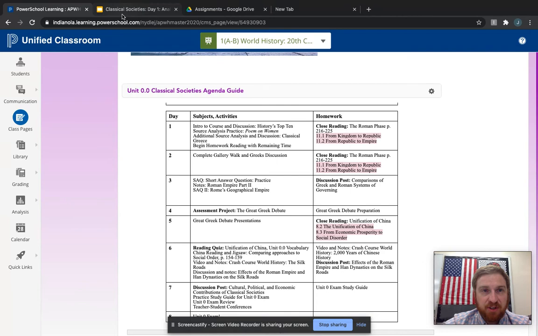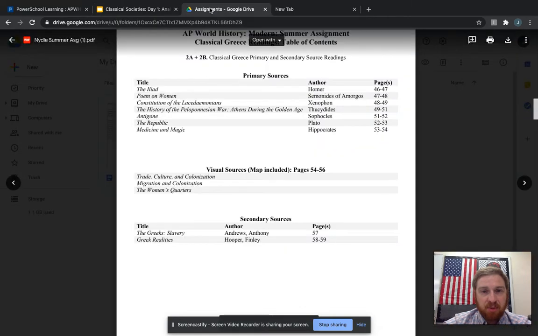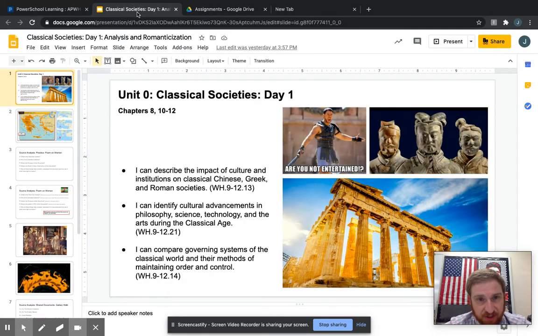So at this point, I'm going to jump over to our classical societies. I would recommend also having out the summer study or summer assignment with you. I have it pulled up here because you're going to need that for some of the source analysis. Now, if you've already completed the summer assignment, that's great. That means this is going to save you some time. But for those who have not, you're going to want to get on that so that you don't fall too far behind. Plus, doing the source analysis, everything's going to make so much more sense in context.